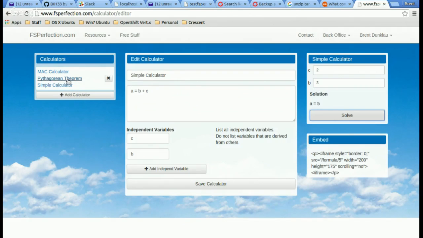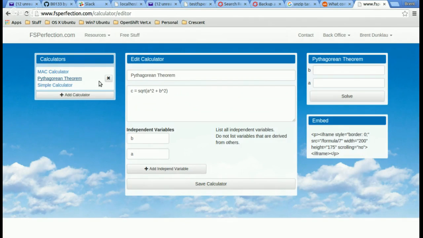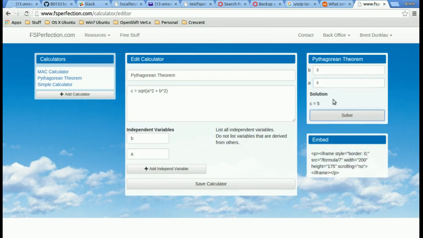And you can see, here's an example of a slightly more complicated equation. This is a Pythagorean theorem. So again, what you see is a squared plus b squared equals c squared, but you have to take the square root because you can't have c squared on this side, you have to have c. But again, our independent variables are a and b, and if we plug in 3 for b and 4 for a, we see that the answer is 5.